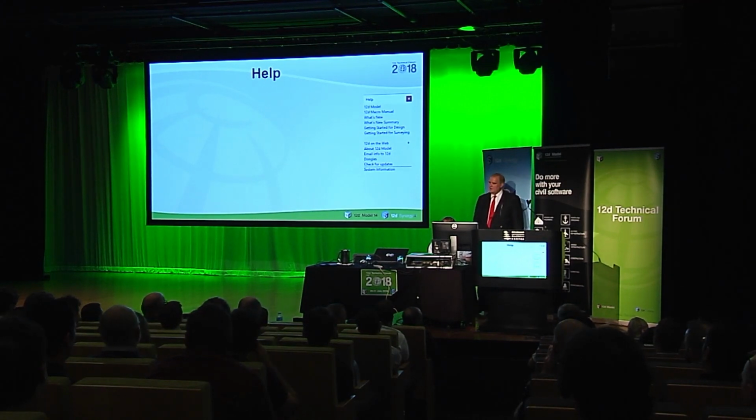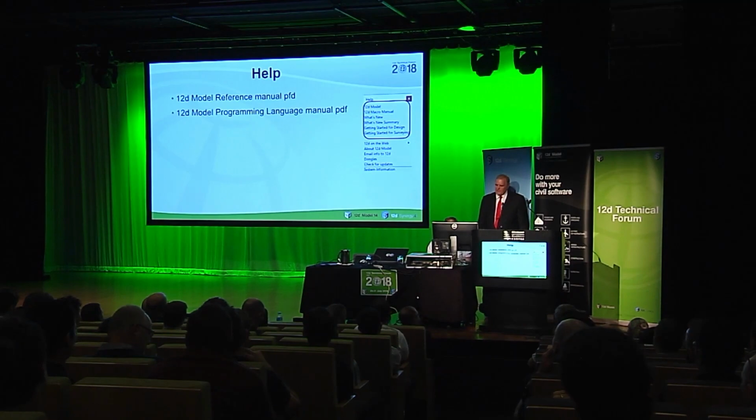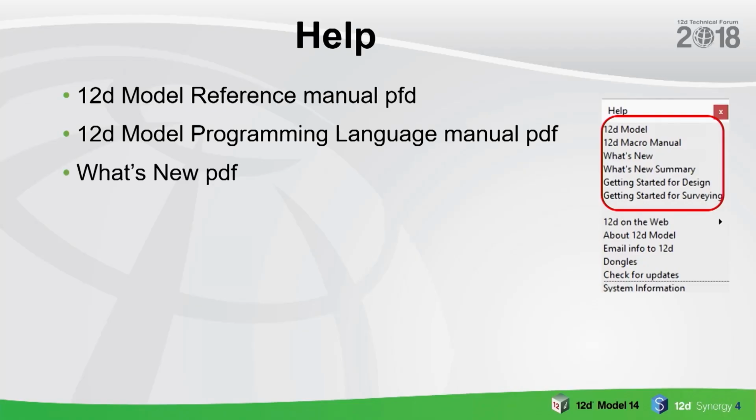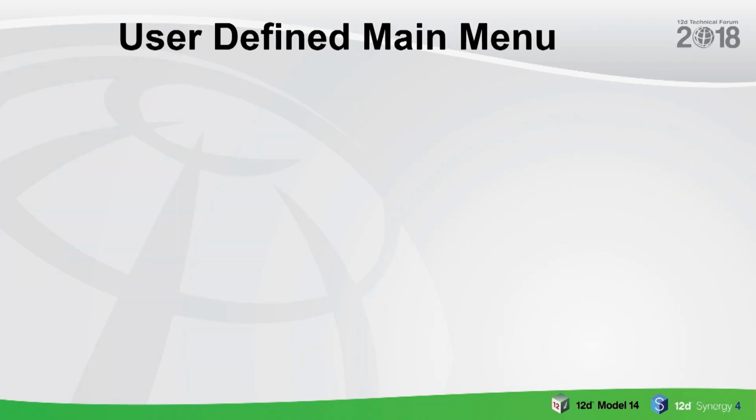And that might mean when you ask a question, we can say, go to page such and such of the documentation, and it's right there with you. So that's, as I say, the reference manual, the programming language manual, the What's New PDF, the summary HTML I've been doing, and the getting started for design, the getting started for surveying. They'll always all be shipped with 12D Model, so you don't have to get them extra.